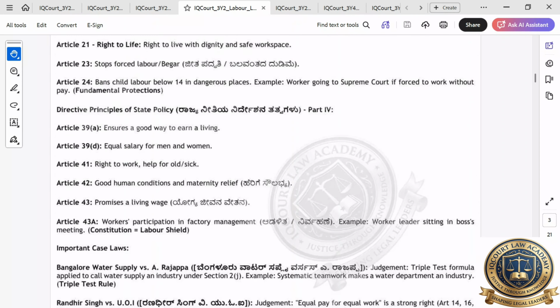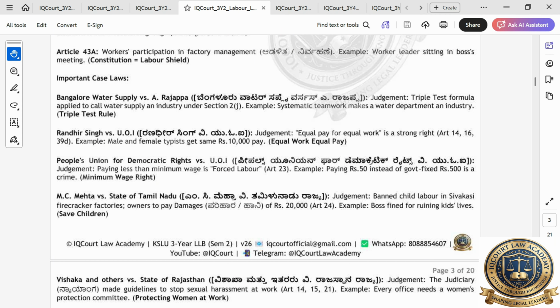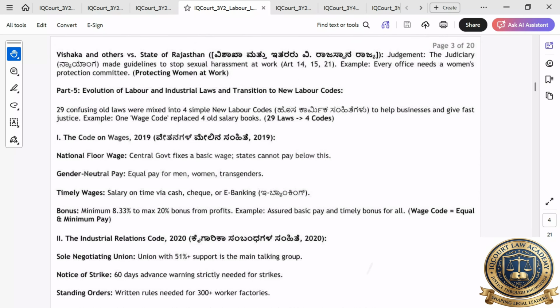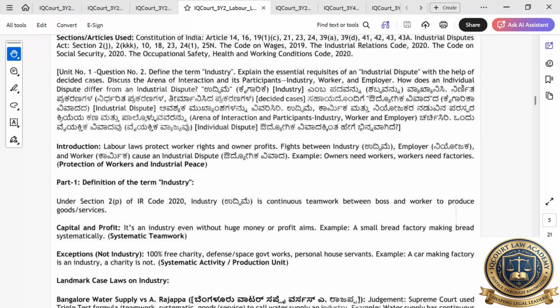Negative impact, positive impact, these are all the case laws, and these are all very simplified 1-line judgments. This is the just pass material, so we made it very highly simplified. And this is the unit number 1.